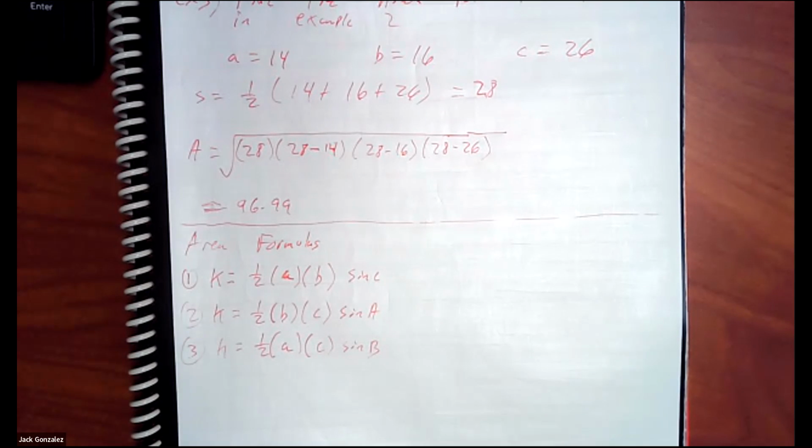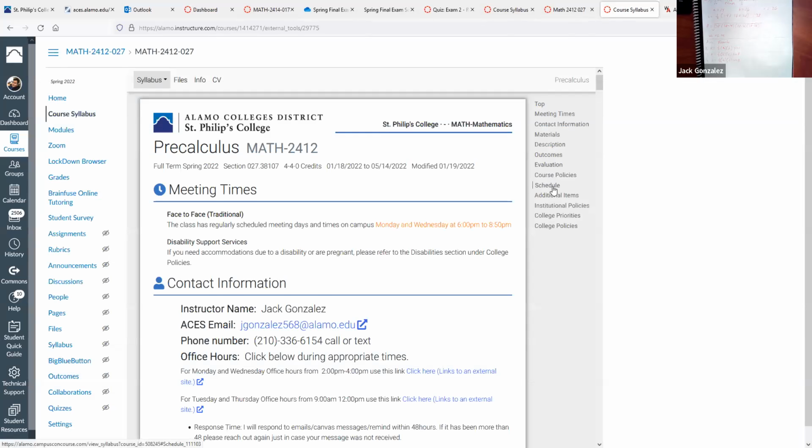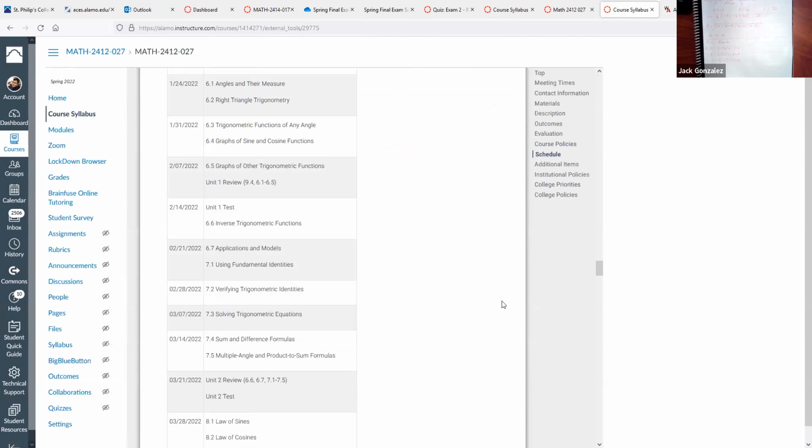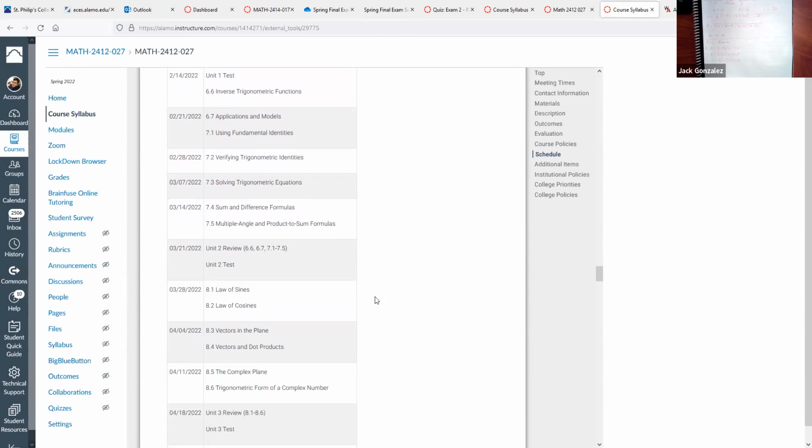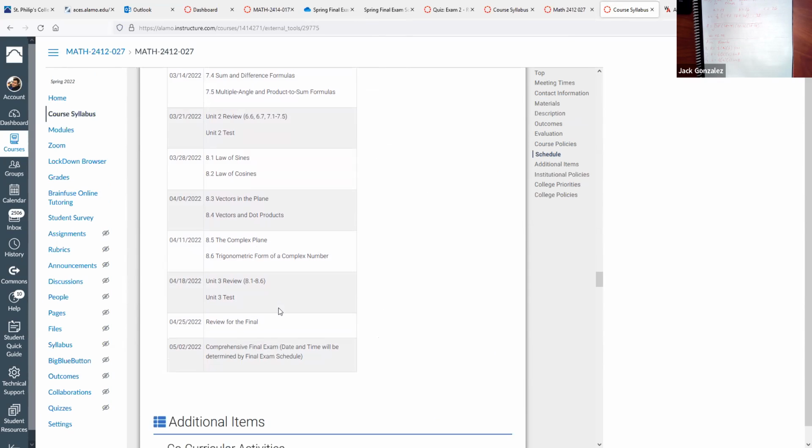I think that's all. That's the main points of this section. I think we should practice a little bit. But first, let me check the schedule. So we did law of cosines. Guess you should do vectors in a plane. Now, we actually don't have much left. Isn't that crazy? Nice.